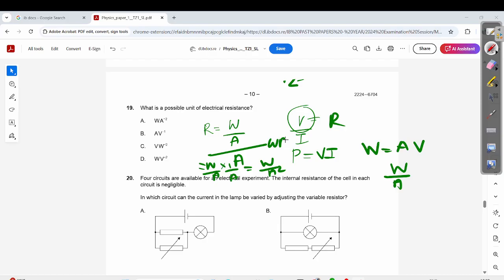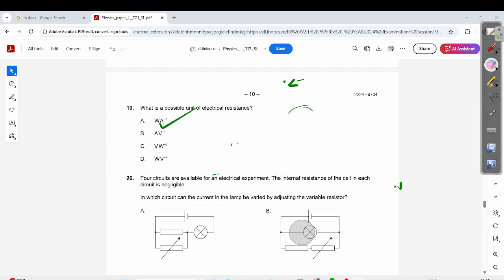See, this is not a direct unit they are asking for. We have to find the relation between power and current, then substitute it to V. Okay, so moving on to the 20th question.